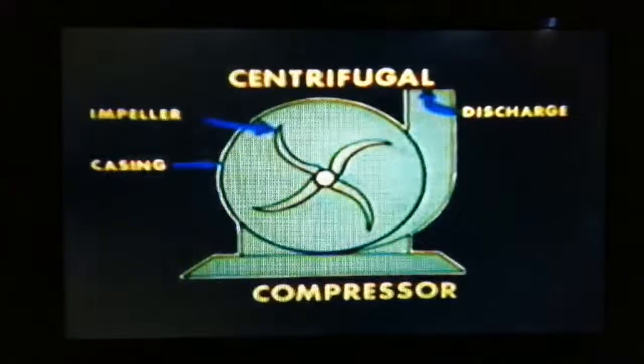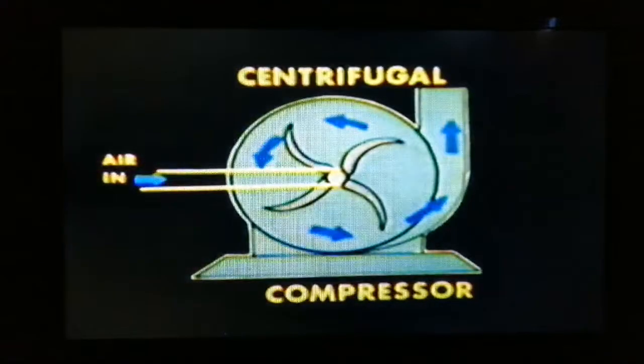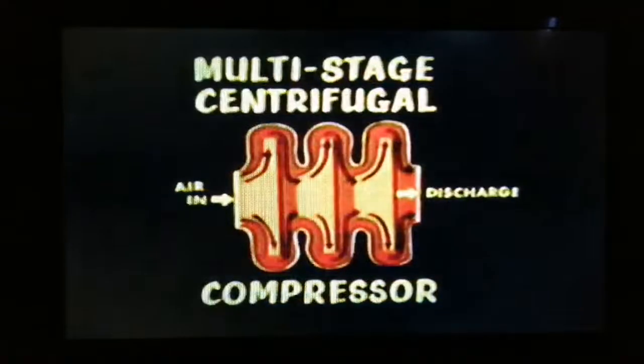First, let's look at centrifugal compressors. They are similar in design to the centrifugal pump discussed in a prior film. The principal parts are the impeller and the casing. Air enters near the shaft of the impeller and is thrown to the rim. Centrifugal air compressors range from single to 5-stage and can deliver from 20 to 450 psig.